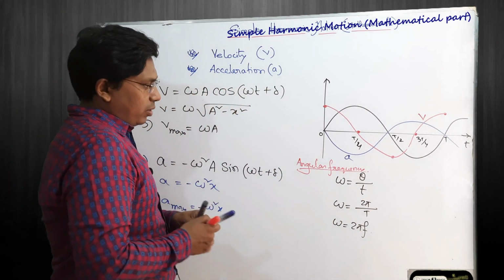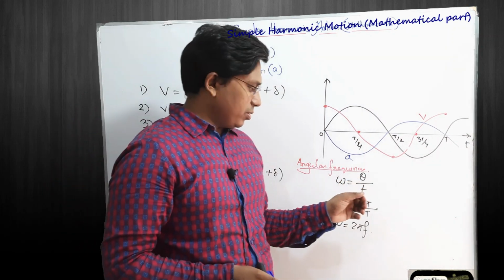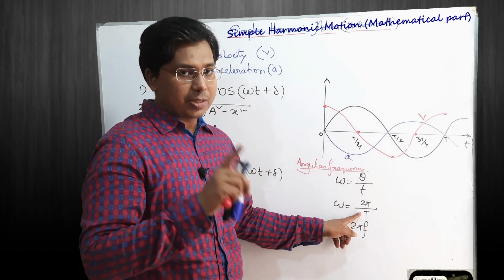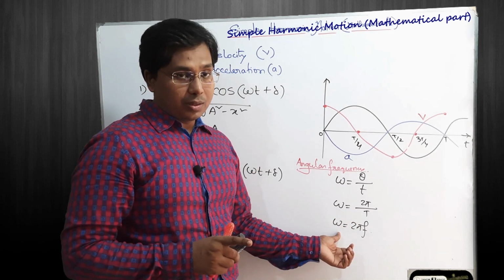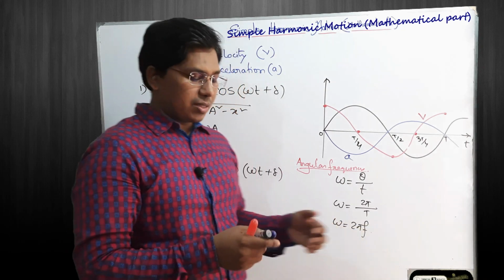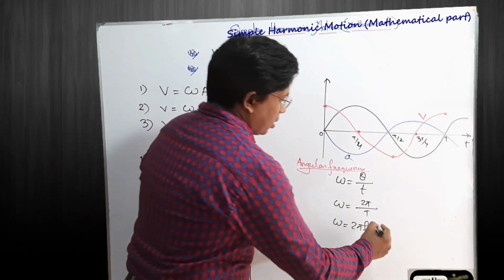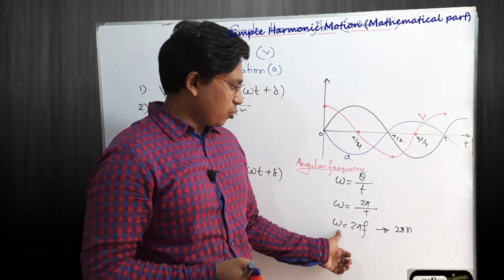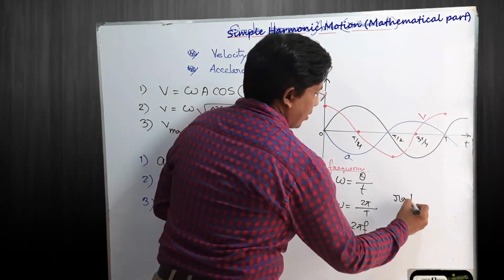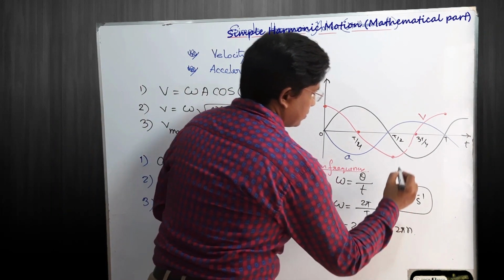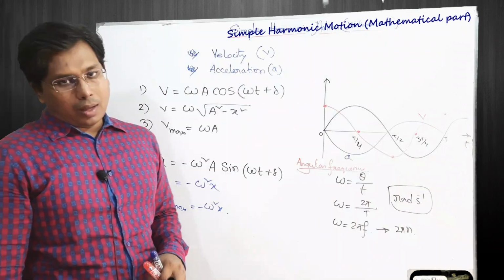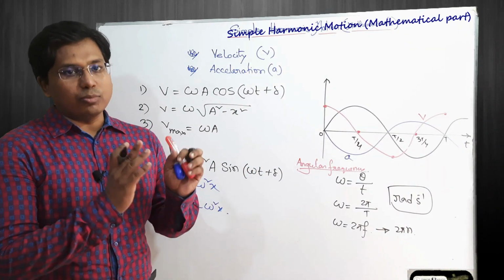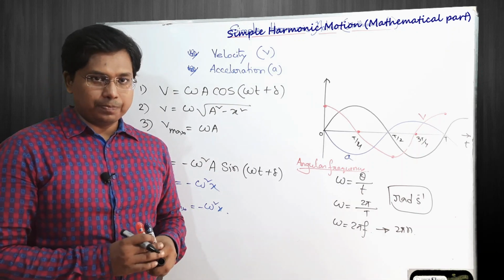angular frequency. When you choose the first equation, it's when the angle is given. When you choose the second one, it's when the time period, the full oscillation, is given. When you consider the last one, it's when frequency is given. Sometimes you observe in your textbook that frequency is written with a different symbol, so you can choose omega equal to 2 pi n also. Radian per second is the unit of omega. After this short review, we can move on to the mathematics part now.